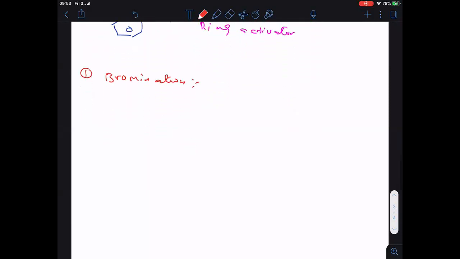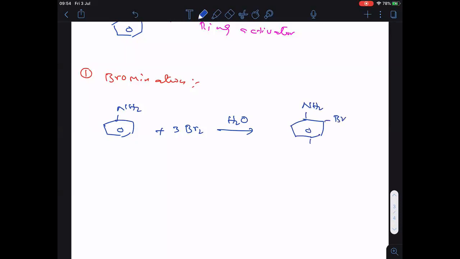First one is the bromination. Followed everyone? So how the bromination reaction will happen, that we are going to see. Aniline, when treated with 3 moles of bromine with polar solvents like water, then what happened? All ortho-para positions are occupied by bromine here, like this. And here we will get HBr as the byproduct.